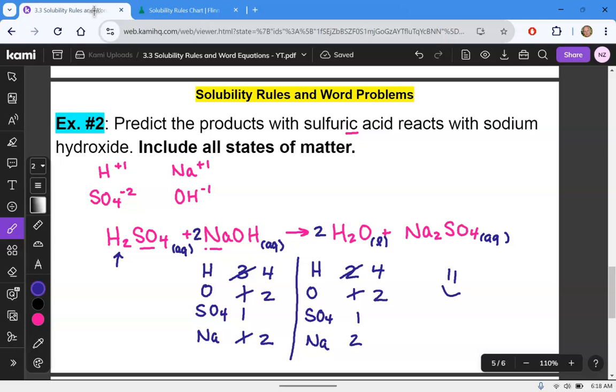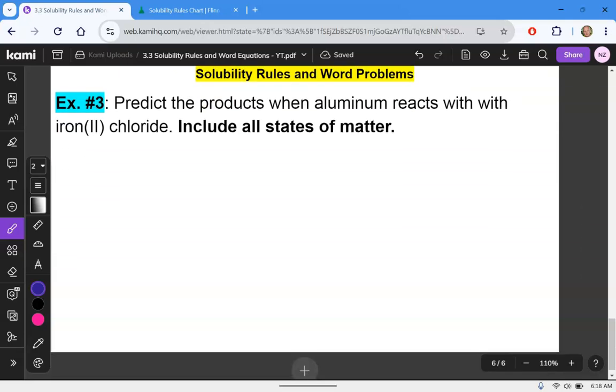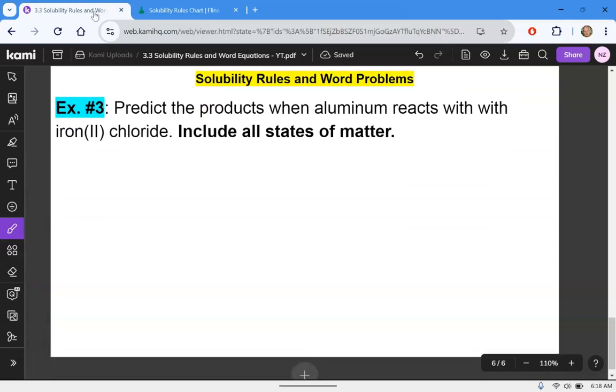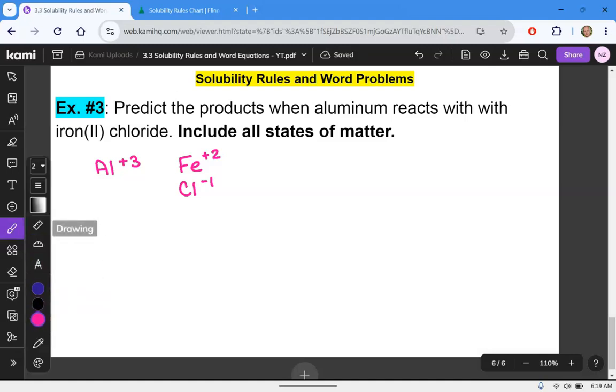Okay, so that was an acid-base reaction. Now let's take a look at this one. It says predict the products when aluminum reacts with iron 2 chloride. Okay, so we have aluminum. Aluminum is +3. And then it's reacting with iron 2 chloride. So iron 2 means that the iron is +2, and we have chlorine, which is -1. This is going to be a single replacement reaction because aluminum is by itself, and since it's a cation, it's going to pair with chlorine, which is an anion, and iron is going to be kicked out.